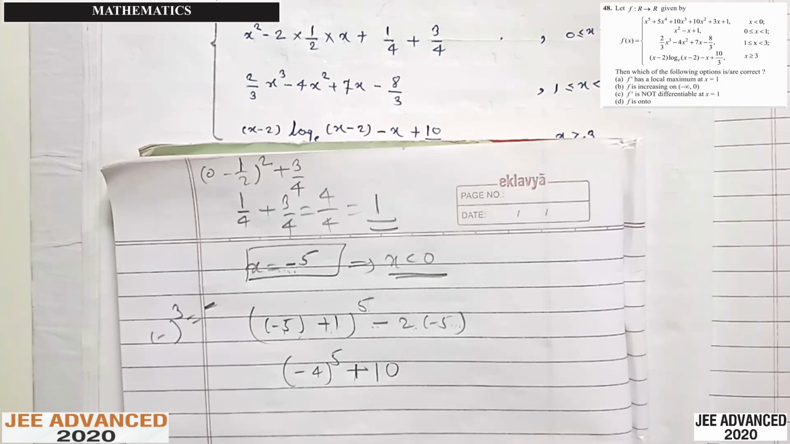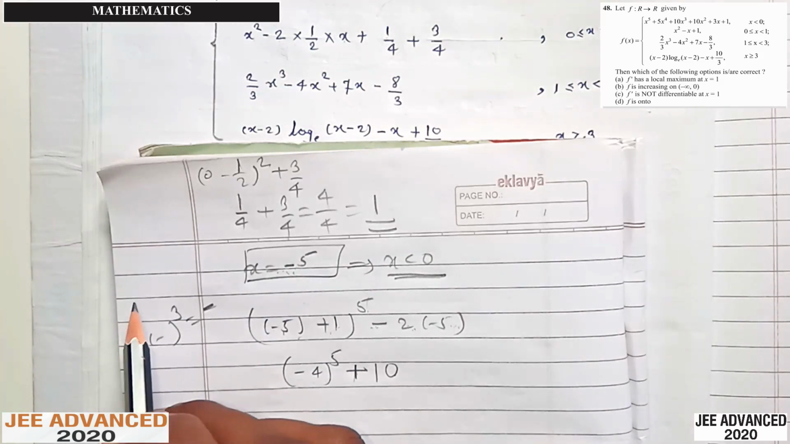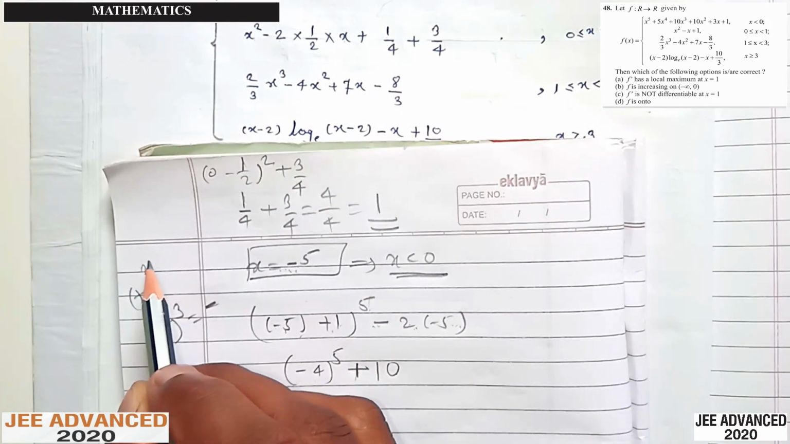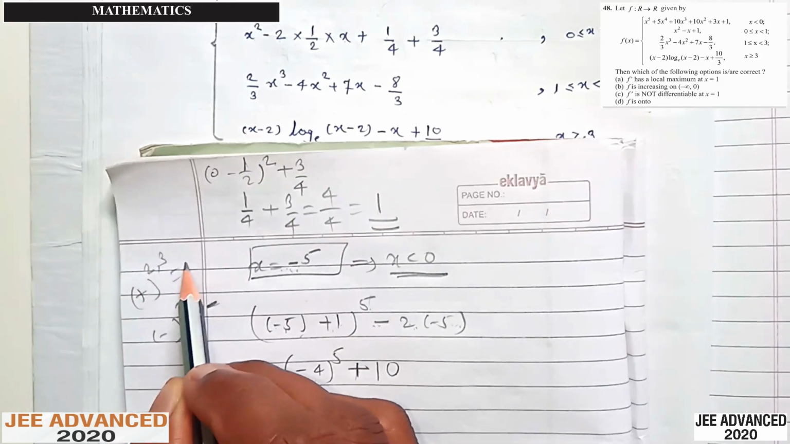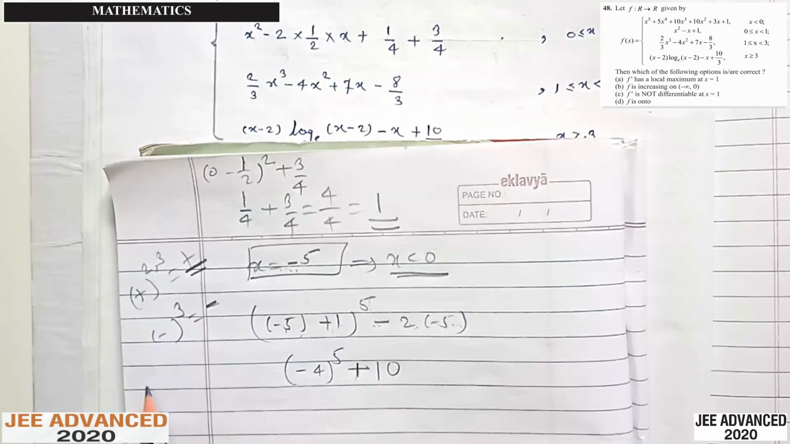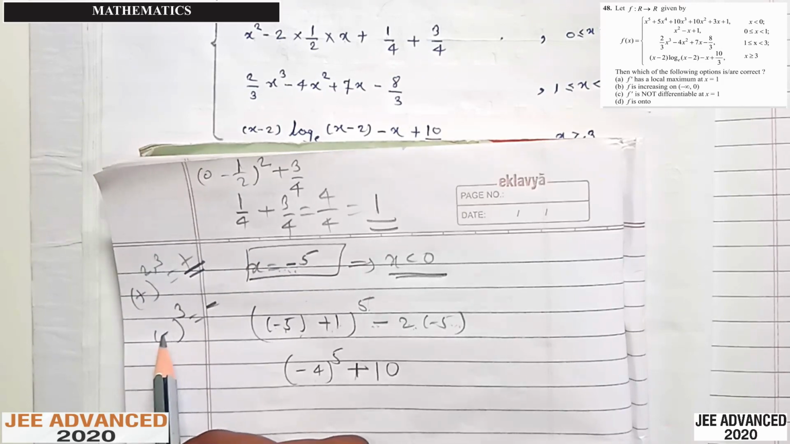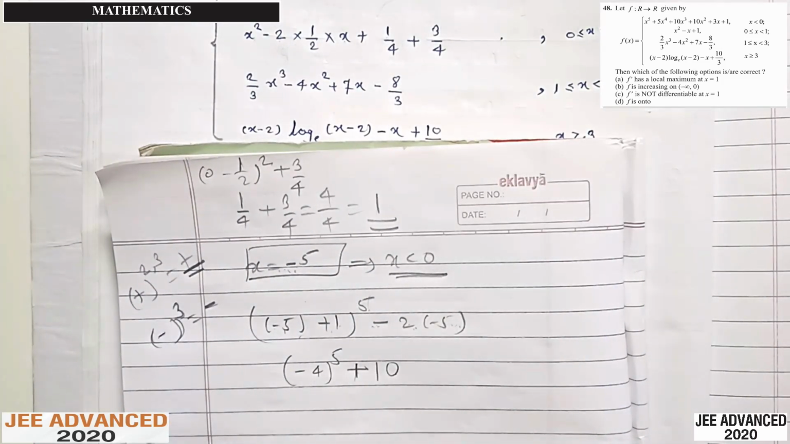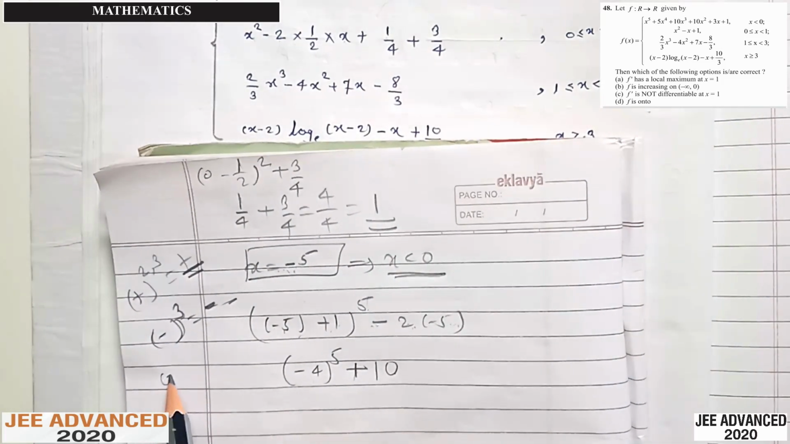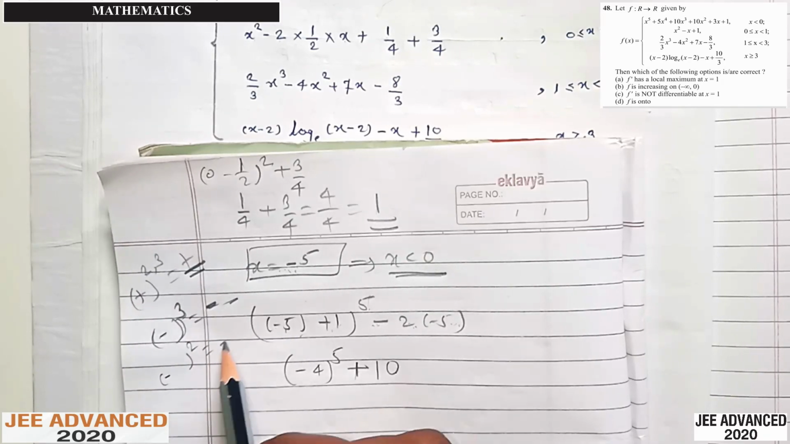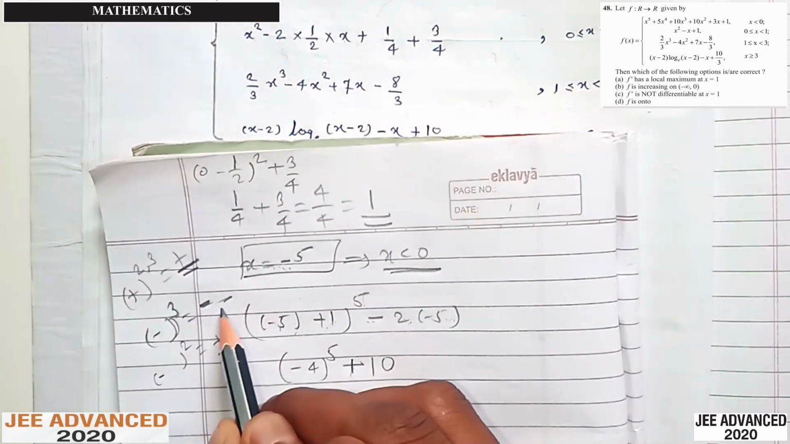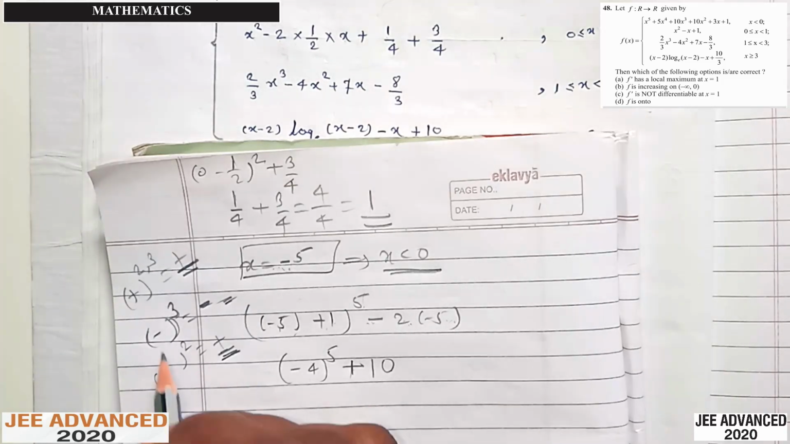Now let me explain one more time. Whenever we have a positive sign to the power of any number, odd or even, we always get a positive. But whenever we have a negative number to an odd power, we always get a negative. Whenever we have a negative number to an even power, we always get a positive. Let me explain with one example.